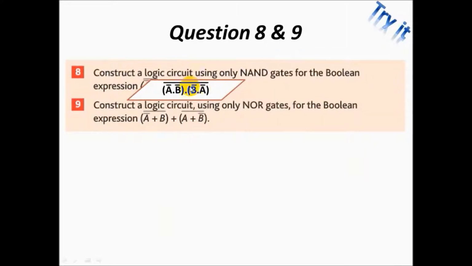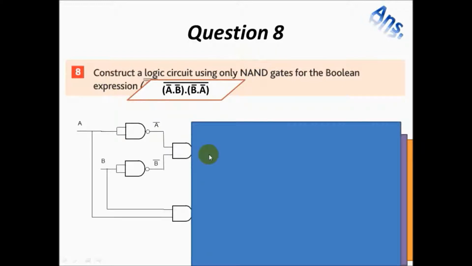I've had to rewrite this because the Caboodle textbook had it done wrongly. And sure enough, Caboodle got it wrong. Construct a logic circuit using only NAND gates for the Boolean expression. And this one is construct a logic gate using only NOR gates. We call these logic parameters. You are only allowed to use NAND gates for your entire diagram. Let's see how it's done.